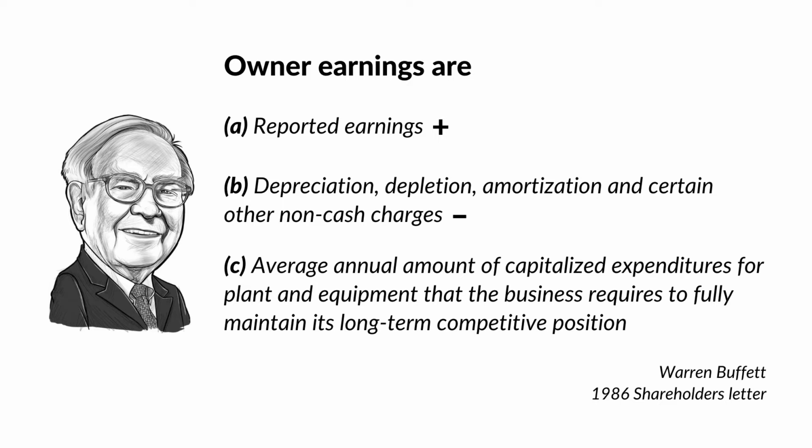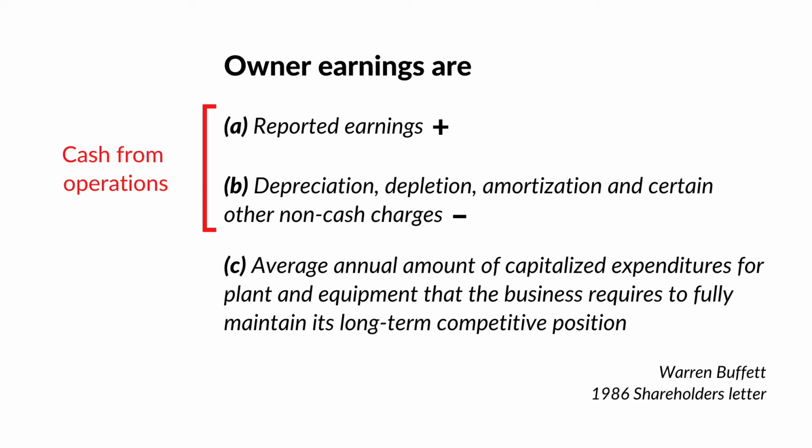In Buffett's description of owner earnings, A plus B is cash from operations. Then you might be thinking, doesn't C sound like capital expenditure? And if that was the case, wouldn't owner earnings equation be the same as free cash flow? And that's what confused me when I was learning it.